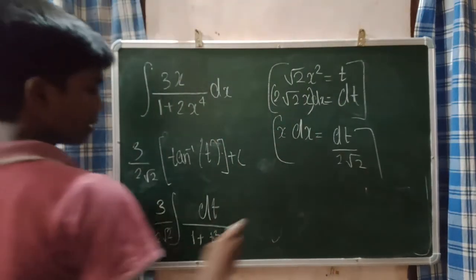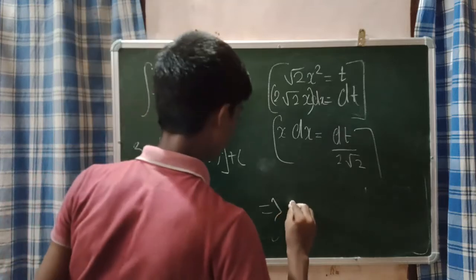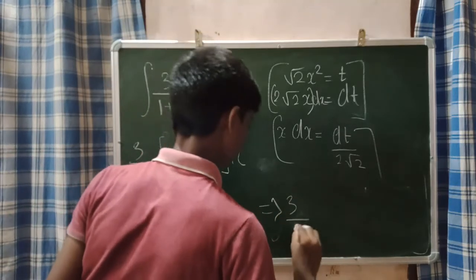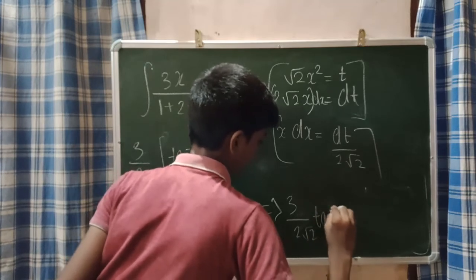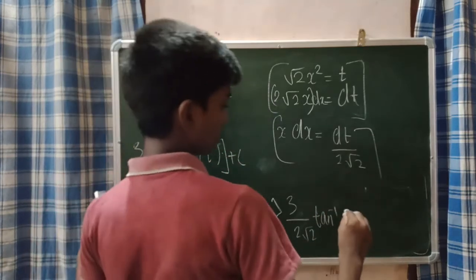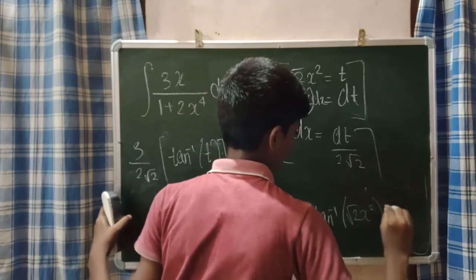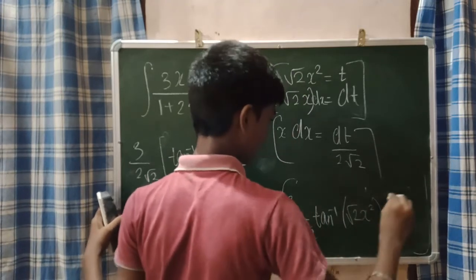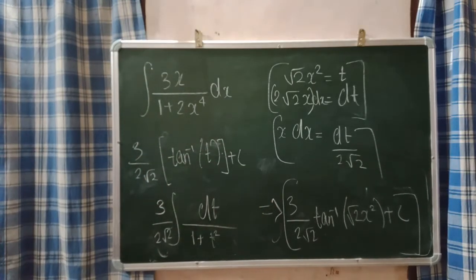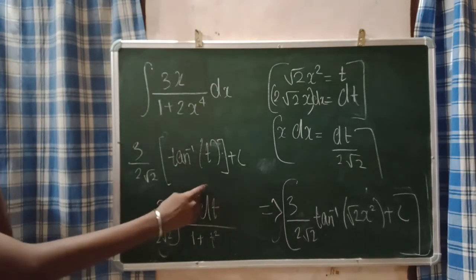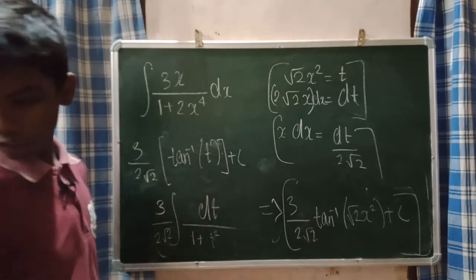So when I use this particular substitution, what value of t did I take? I took t as root 2x square. Then I'll get it as 3 by 2 root 2 into tan inverse of tan t. What is t? Root 2x square plus some constant is the answer for this question. The value of t is root x. Just put the value of t in this particular expression, and this is something you will get. And this is the answer for your fifth one.